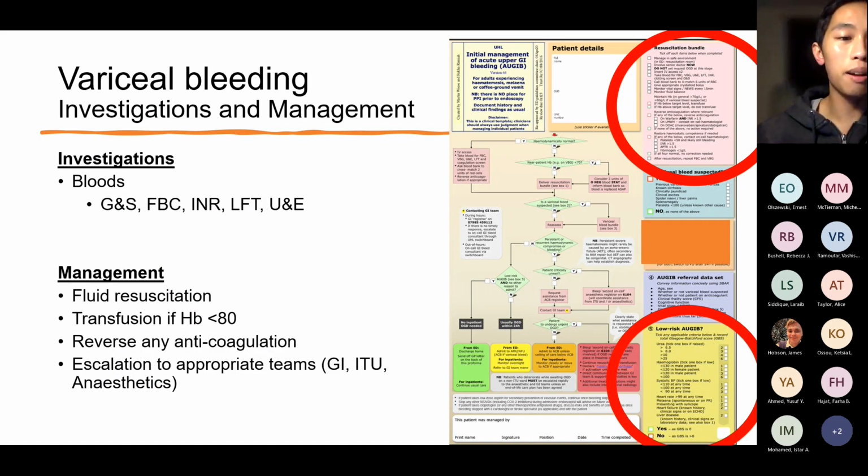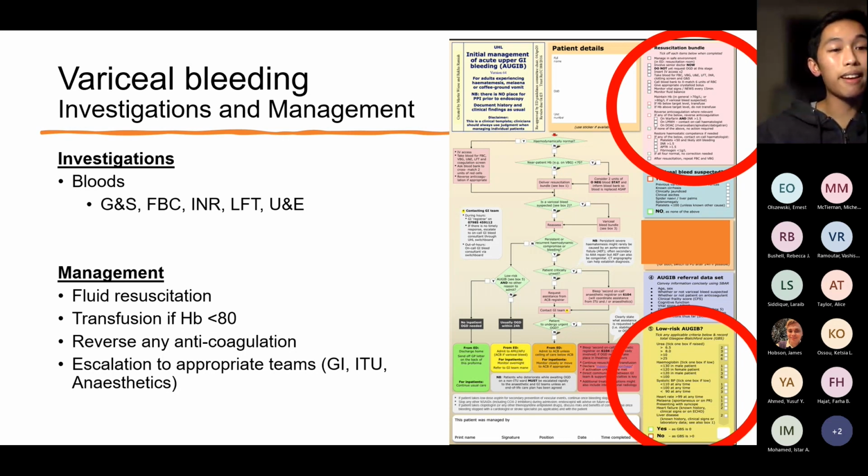Now, in terms of the investigations and management of a variceal bleed, you want to do things like an FBC, group and screen, and an INR because of their bleeding risk. They can bleed very, very quickly. So you want to get blood in them fast, and you want to make sure their clotting is at a good level to stop the bleeding. In terms of management, you want to fluid resuscitate them as we discussed earlier, and also transfuse them if their Hb is below 80. And if they're on any anticoagulation like warfarin or a DOAC, there are reversal agents to counteract the effect of these medications, so if they do end up bleeding, they don't bleed out as much.